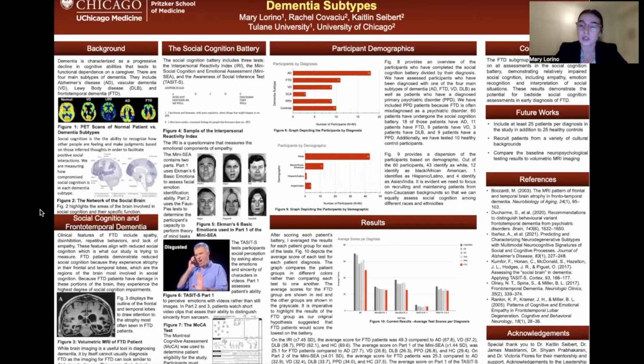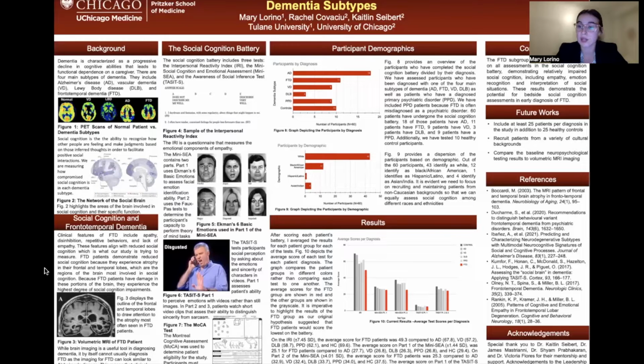Connecting social cognition to frontotemporal dementia, or FTD. Clinical features of FTD include apathy, disinhibition, repetitive behaviors, and lack of empathy. These features align with reduced social cognition, which is what our study is trying to measure. FTD patients demonstrate reduced social cognition because they experience atrophy in their frontal and temporal lobes, and these are the regions of the brain most involved in social cognition.